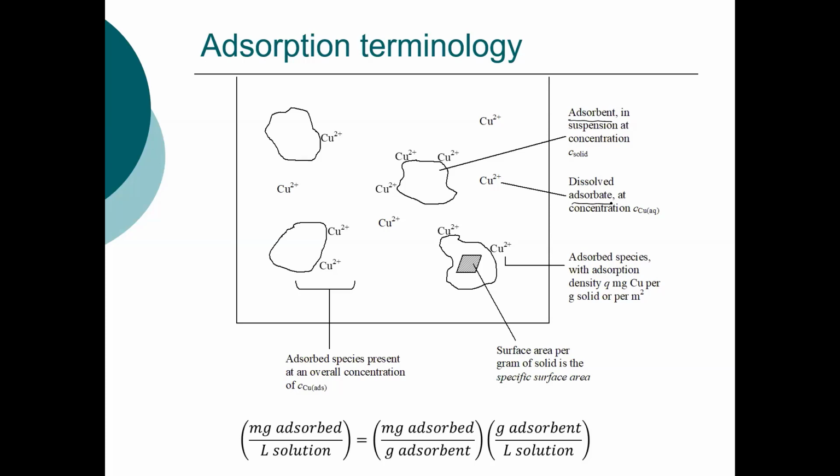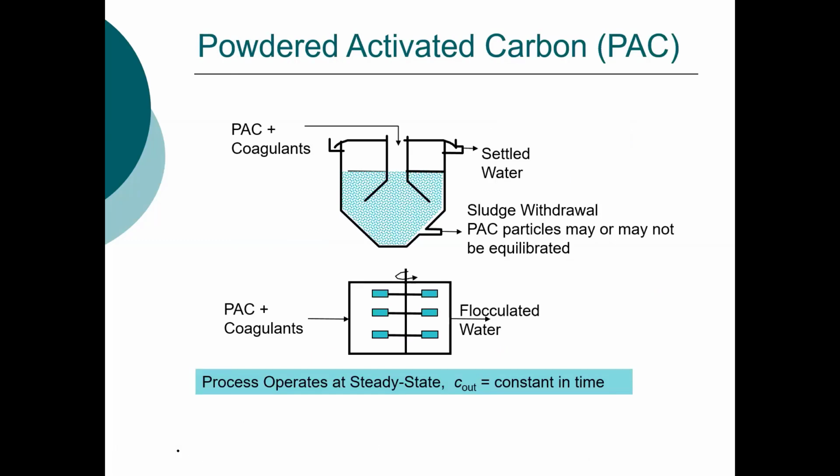We have to talk about an adsorption density. In this case, it would be the milligrams of copper per gram of solid, per gram of adsorbent. Or in some cases, because it's a surface phenomenon, we'll use milligrams, in this case copper, per meter squared surface area of the adsorbent. Those are important terms to remember because we'll use them throughout the discussion of adsorption. Today we're going to look at a number of problems.